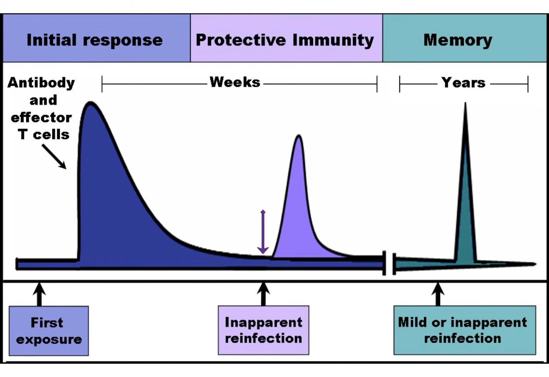Then you can have weeks later an inapparent reinfection and see those T cells and B cells rise again, but they've already worked out what that epitope is, so it takes them a shorter time to deal with that infection. And then mild reinfection or inapparent reinfection due to memory cells, T cells and B cells that have been saved in the lymphatic system, and so you can become immune for years and years for many of the antigens and pathogens. Whether this graph applies to the SARS-CoV-2 virus, no one knows quite yet.